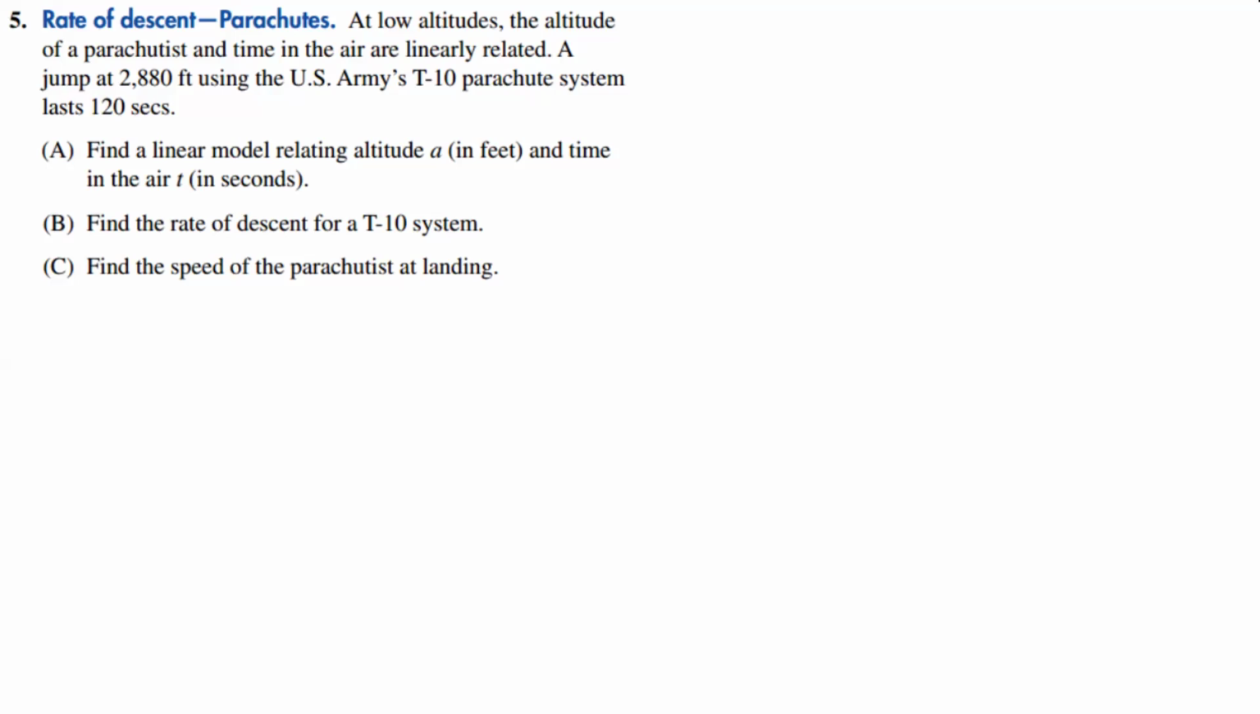All right, so what we need to do is figure out what our points are. Well, at time zero, how high are we? We're at 2880. And then we know at 120 seconds, we're at what? We're at 0 feet. We've hit the ground. Okay, so that gives us A of T is going to be whatever this formula is. So again, we'll plug that into our calculator.